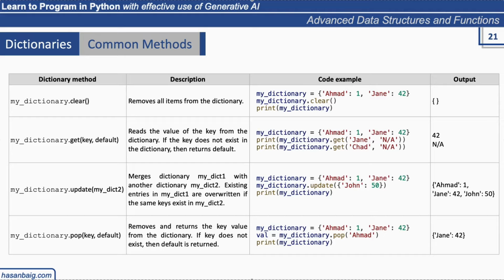Okay, so we need to specify the key that we want to pop out, and if the key is not found, then we can display a message. Okay, so here you can see the default message is actually an optional thing. I can give you a demo real quick, but this is how it works. So when you see my dictionary, it will remove Ahmed, and it also returns the value associated with Ahmed.